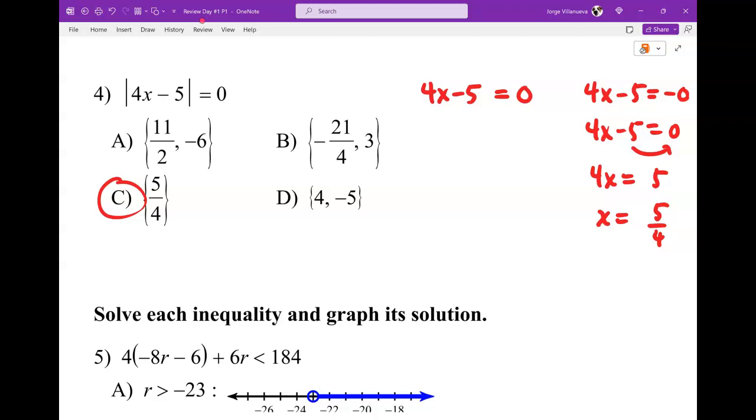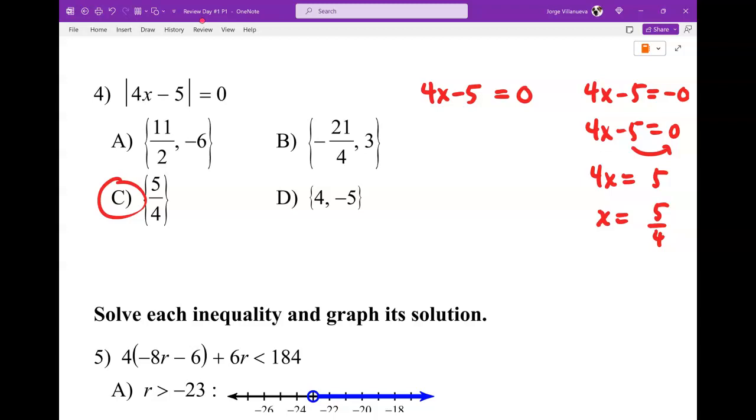But notice, I knew the answer was C without even doing the work, because like I told you, if your absolute value is set equal to 0, that's the only time you ever get one answer. Every other time you'll get 2. Well, let me rephrase that. Most of the time you're going to get 2.